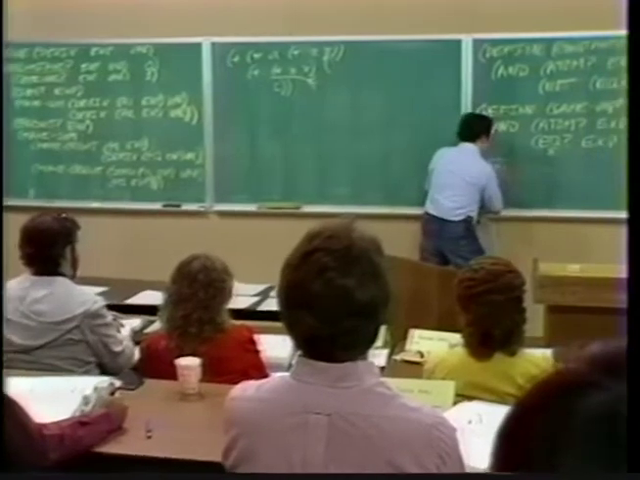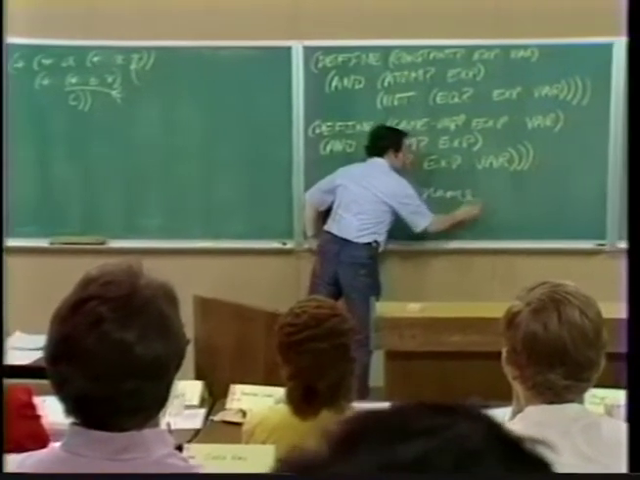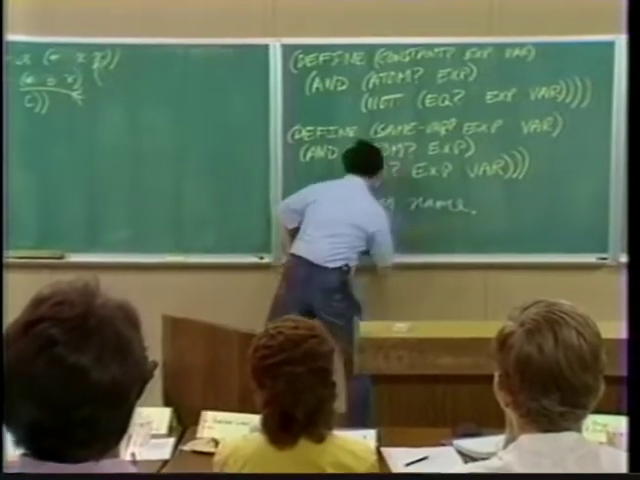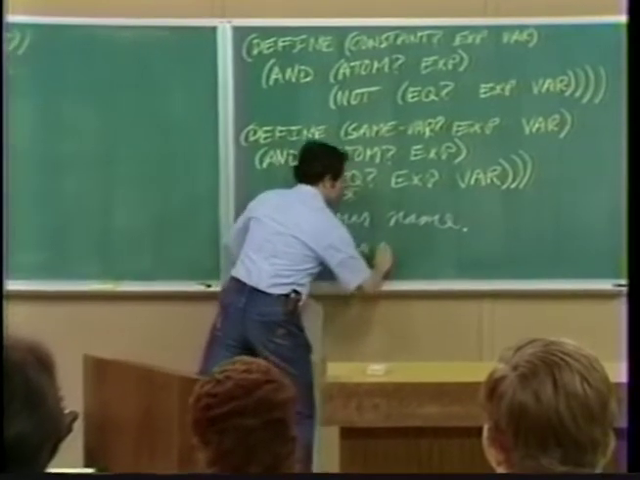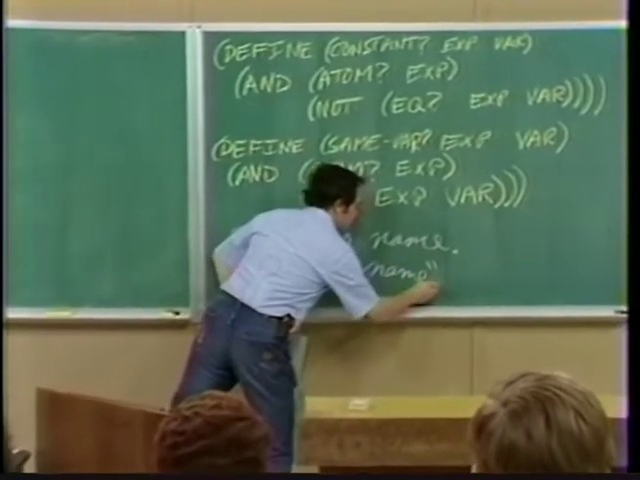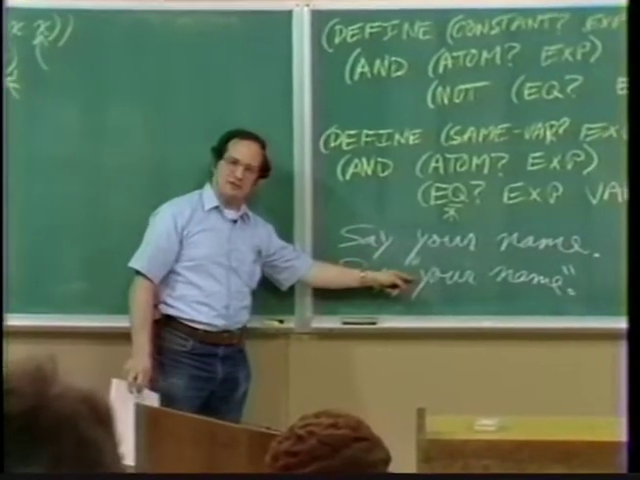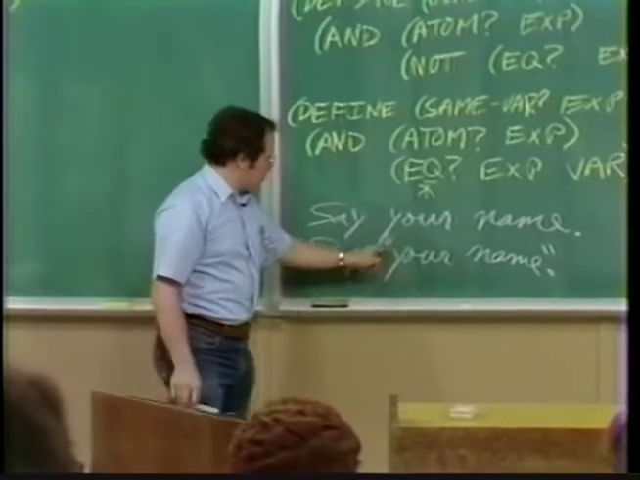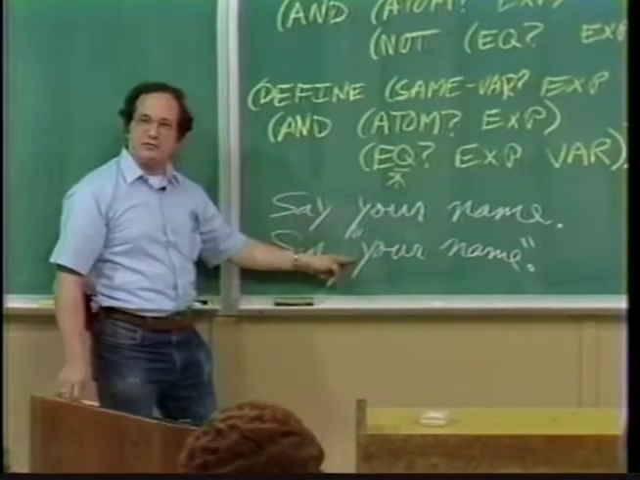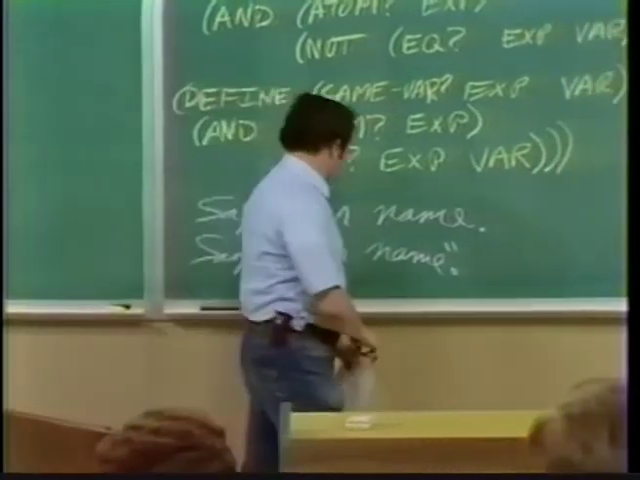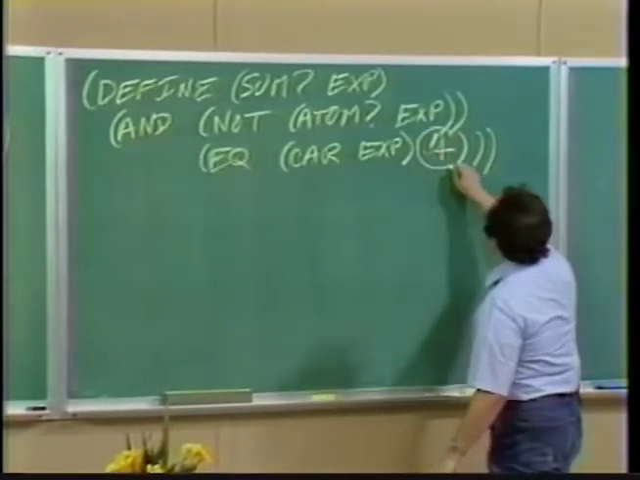I was saying, say your name. I was also possibly saying, say your name. But that cannot be distinguished in speech. However, we do have a notation in writing, which is quotation, for distinguishing these two possible meanings. In particular, over here, in Lisp, we have a notation for distinguishing these meanings.